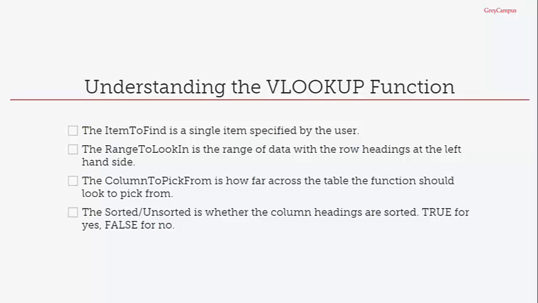These are the parameters of VLOOKUP. It takes the item to find, the range and the column number. And the fourth parameter is also very important: whether your data is sorted or unsorted. Based on that, it can also do some other kind of lookup applications.